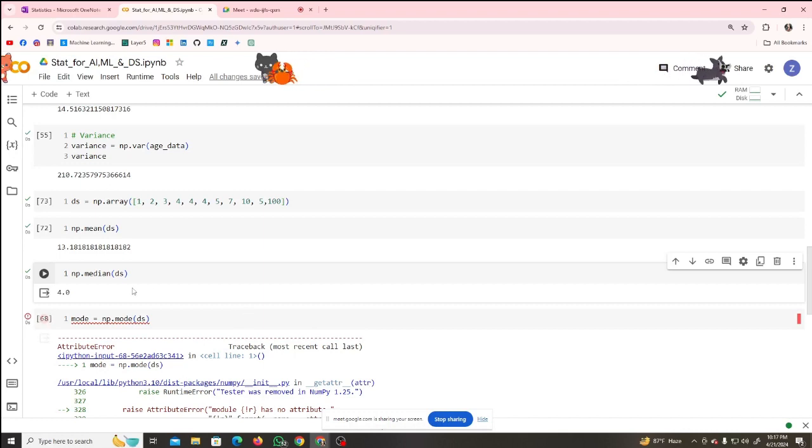And similarly, to get the median, you have to use np.median, and then the data set in the brackets, and then you get the median of the value. Okay.